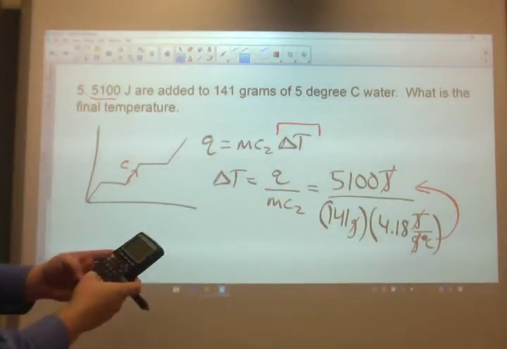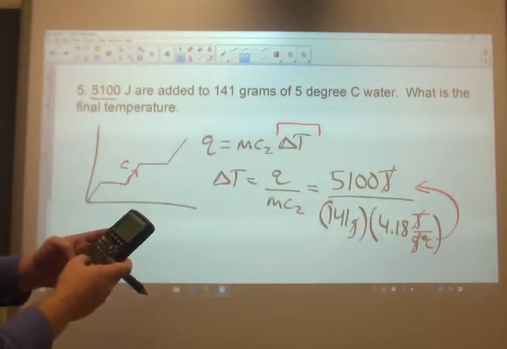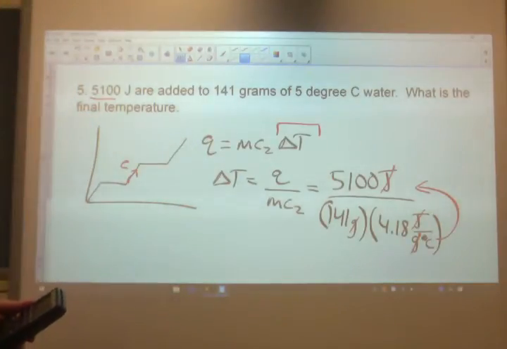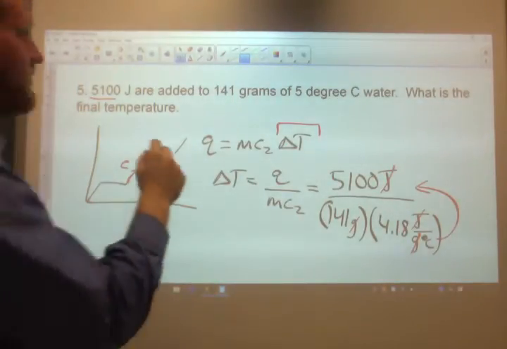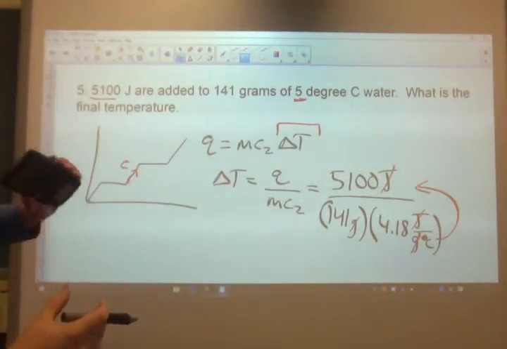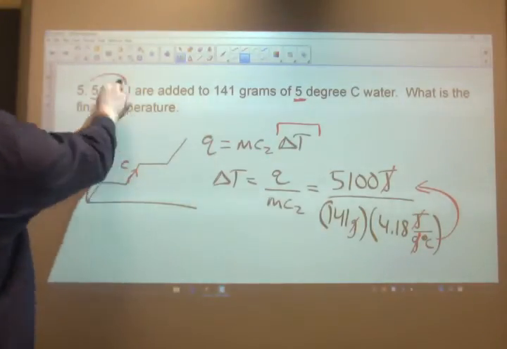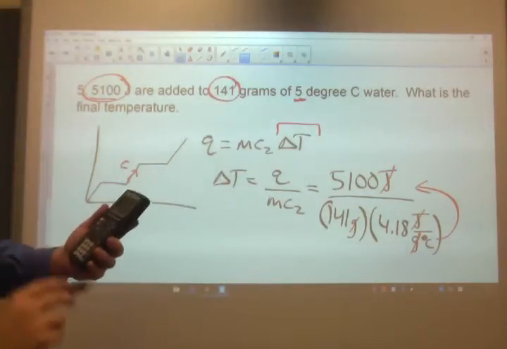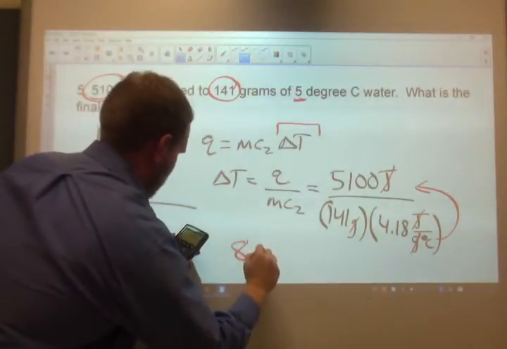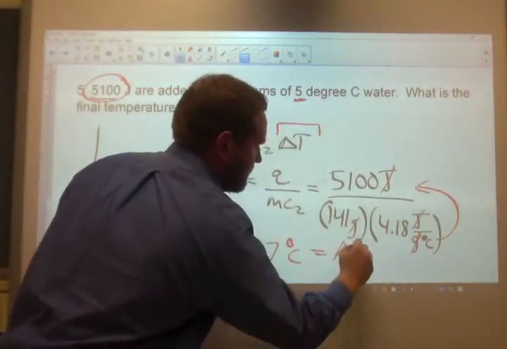Let's do the math. 5,100 divided by 141 divided by 4.18 equals, and with sig figs, I'm looking at 1 sig fig here, but technically I'm adding, so I'm not going to limit myself to that, because when we add numbers we don't look at sig figs. For sig figs I'm looking at 2 here and 3 here, so I'm going to give my answer 2 sig figs. 8.7 degrees Celsius, and that equals delta T.